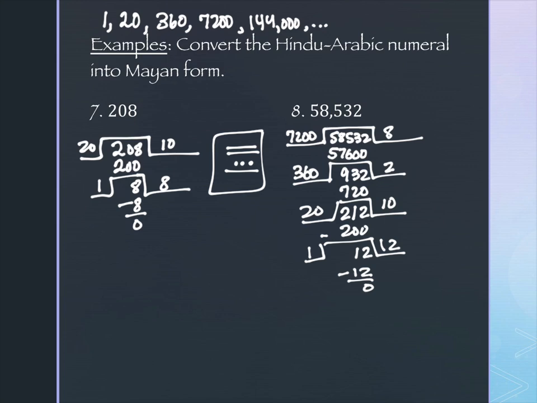So the number 8 is 3 dots and a line. That's 8. The number 2 is 2 dots. The number 10 is 2 lines. And then number 12 is 2 dots and 2 lines.